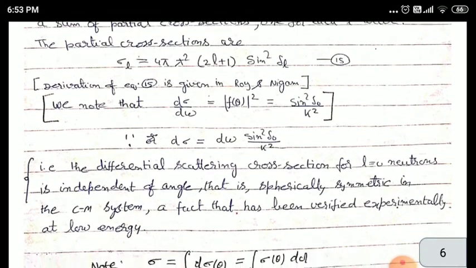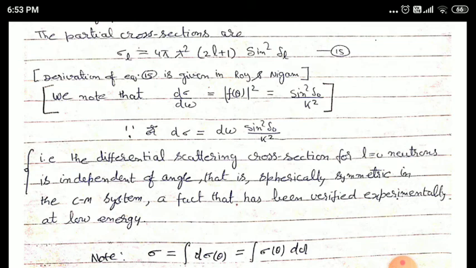We know that differential scattering cross section d sigma upon d omega is equal to sin square delta 0 upon k square. That is, the differential scattering cross section for L equal to 0 neutrons is independent of angle, because there is no theta here. So we can say that differential scattering cross section for L equal to 0 neutrons is independent of scattering angle, that is spherically symmetric in the center of mass system, a fact that has been verified experimentally at low energy.